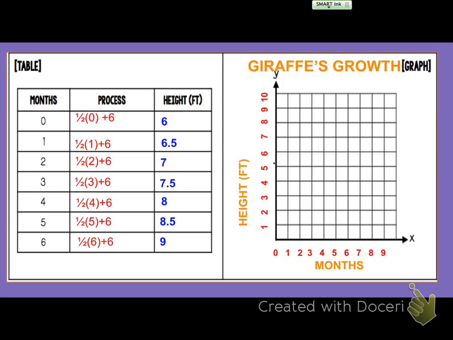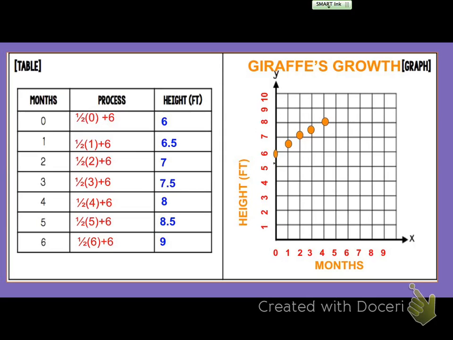So now I need to use my table and graph my points. So my first point is at 0 and 6. My second point is 1 and 6.5. My third point is 2 and 7. My fourth point is 3 and 7.5. My fifth point is 4 and 8.